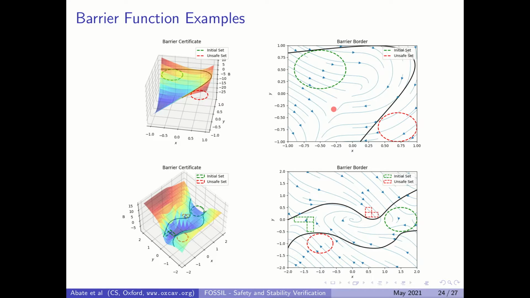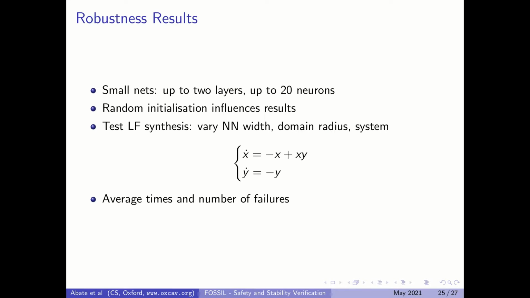If you're interested, this top system here, this barrier function is a neural network with a single hidden layer of soft plus activation functions. I think around 20 neurons again. We've established that the tool is scalable and can perform for a wide variety of benchmarks. So now I want to address the robustness of the tool.